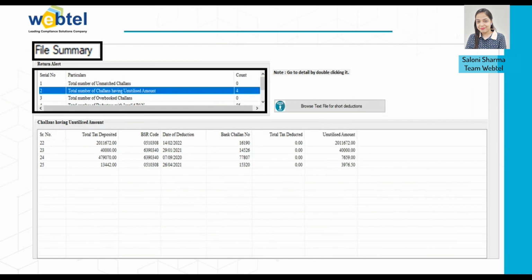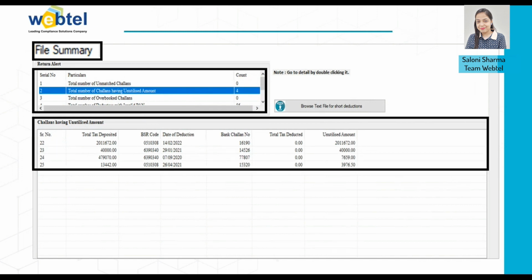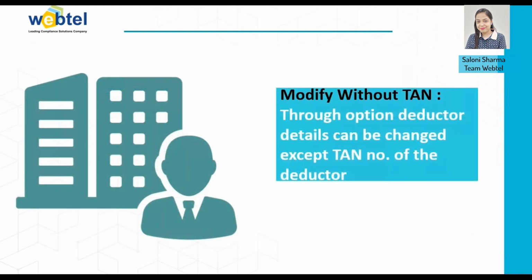And in case he wants to check a particular data, then he can select the option and double click on the head, and after that the details will appear like this in the file summary. Then comes the deductor details.